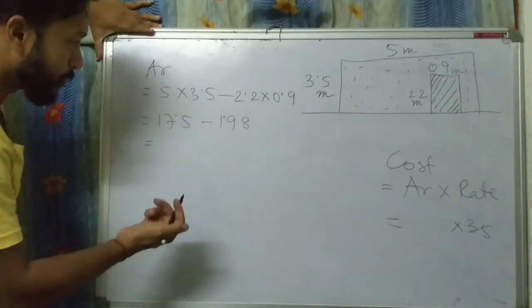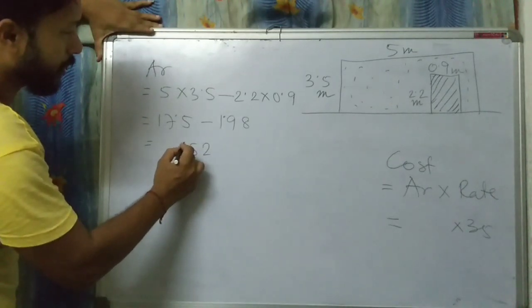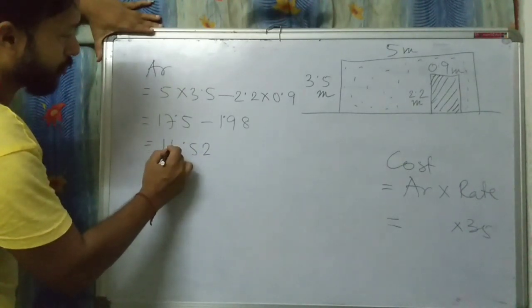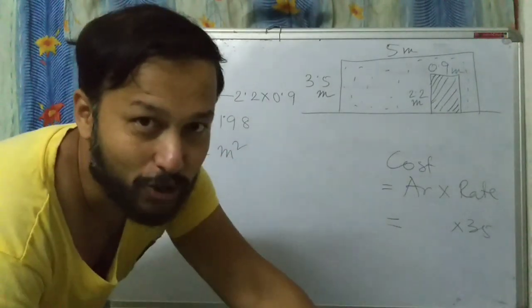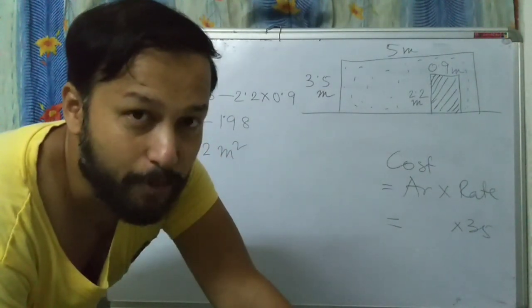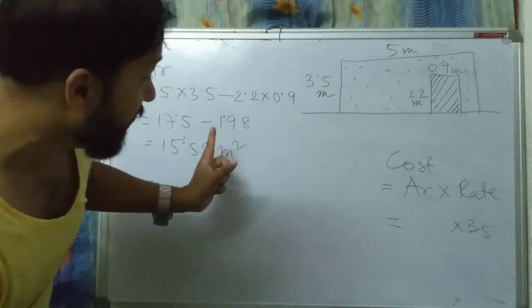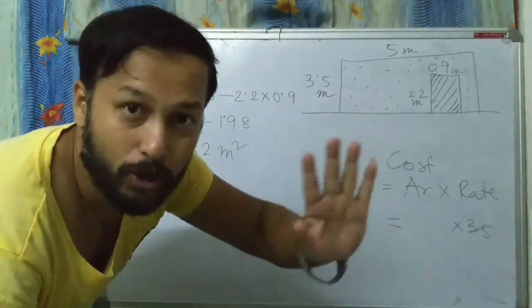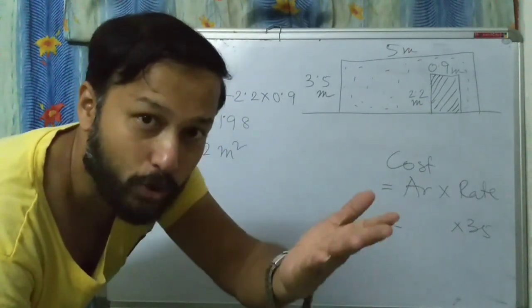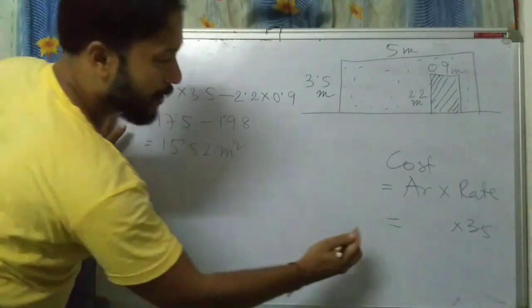Okay. Now we have to separate it. 15.52 meter square you have to paint. This is the area of the wall excluding the door. Door we are not painting, excluding the door. That's why we are subtracting it. So 15.52.